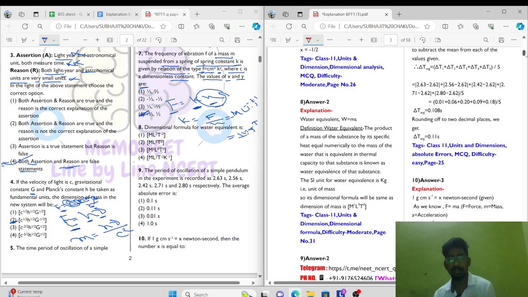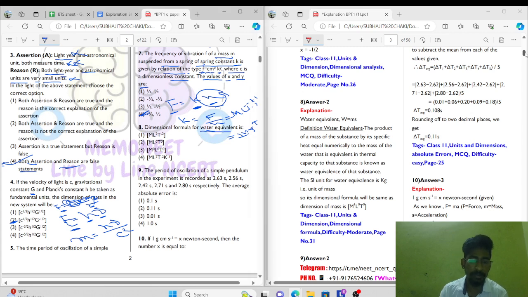I already discussed that the dimension of the left hand side will be equal to the dimension of the right hand side. Okay, dimensional formula of water equivalent. I think this is the most controversial question. Many of you will have a problem with this question because there is a disparity between the formula and the definition. Most of you have the confusion, so let me clear this up.